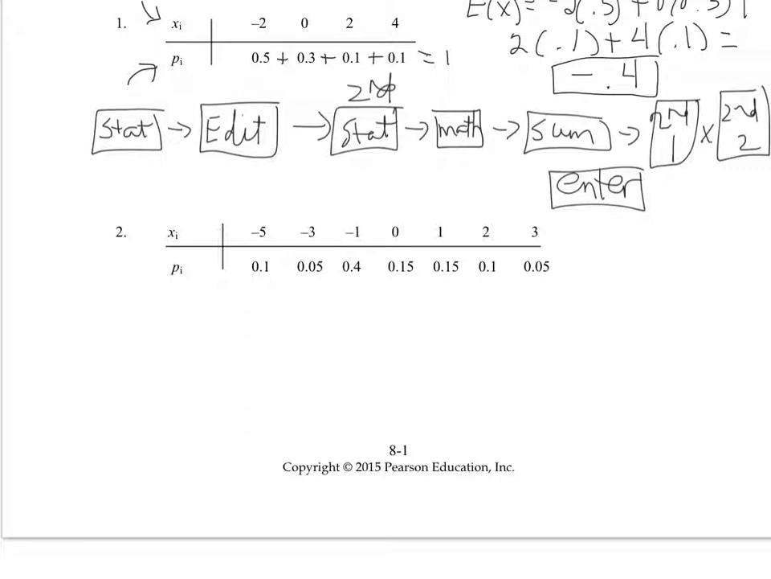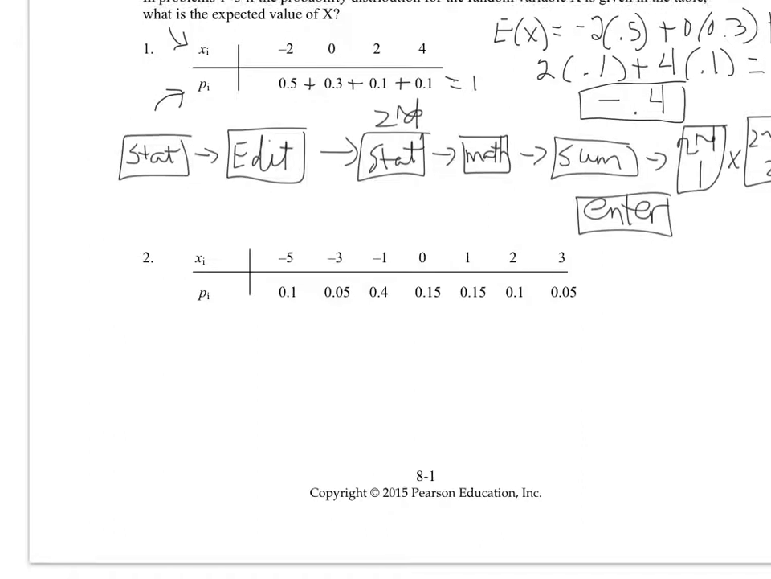Okay, so I have entered mine into the calculator. So I've gone into stat and edit. Now I'm ready to go into second stat, and I'm going over to math to choose sum, and I'm just telling the calculator multiply together L1 times L2. And I have an expected value of x that is a negative 0.55. On average, I should expect negative 0.55 to be the outcome.